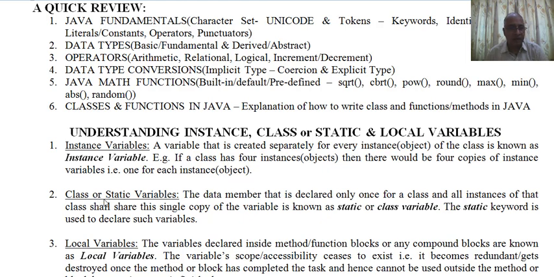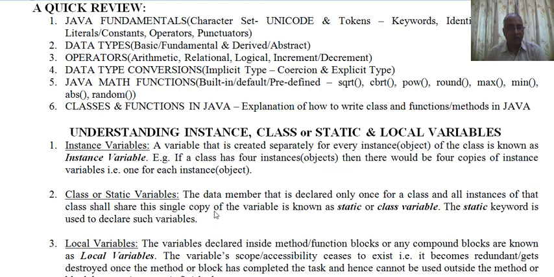Then next is the class or static variable. The data member that is declared only once for a class, and all instances of that class share this single copy of the variable, is known as a static or class variable. So the static keyword is used to declare such class variables.